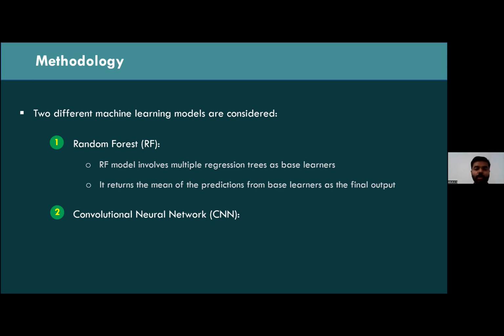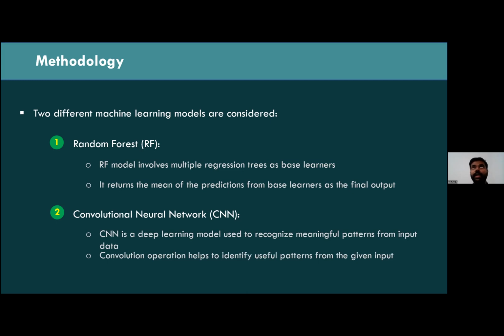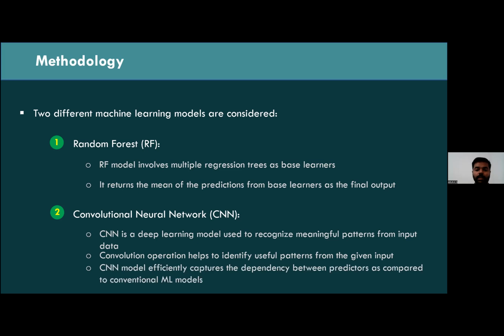Coming to the convolutional neural network, CNN is a deep learning model, and it is used to recognize useful patterns from the input data. It employs a convolution operation to identify these useful patterns, and in the convolution operation, multiple filters are applied over the input data to generate those patterns. As compared to conventional machine learning models such as random forest, CNNs are able to capture the dependency between predictors more efficiently.